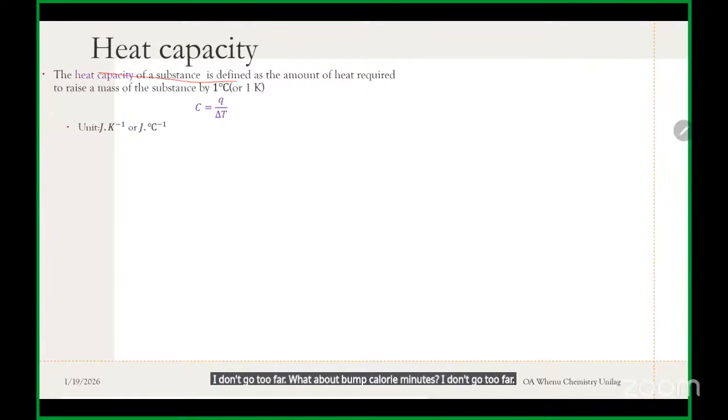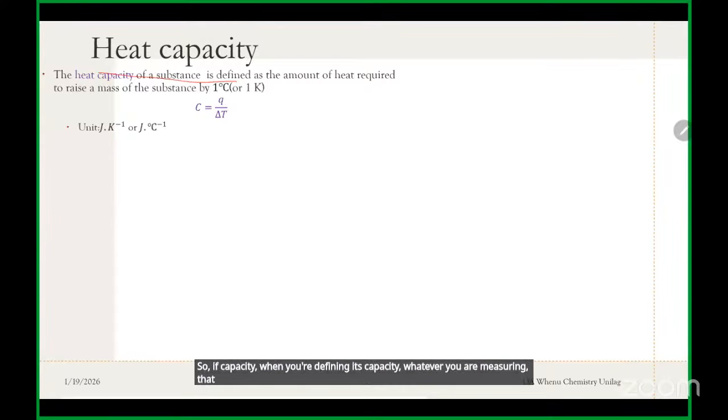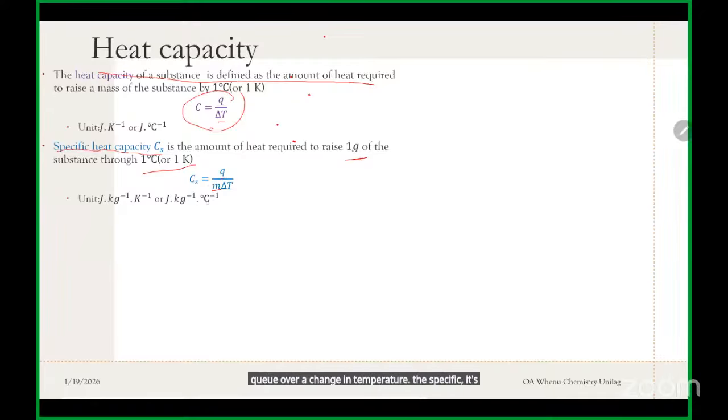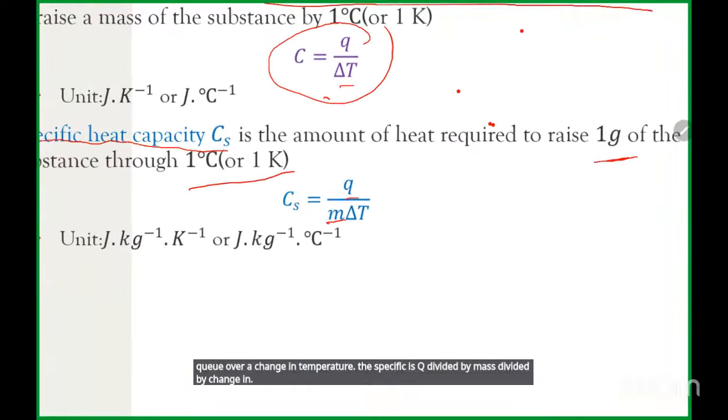When you're defining heat capacity, whatever you are measuring has the ability to absorb heat. It is defined as the amount of heat required to raise the temperature of the mass. That's the general definition for heat capacity. In some cases, we prefer to use the specific heat capacity, which is the heat required to raise 1 gram by 1 Kelvin. So heat capacity C is Q over change in temperature. The specific heat is Q divided by mass divided by change in temperature.